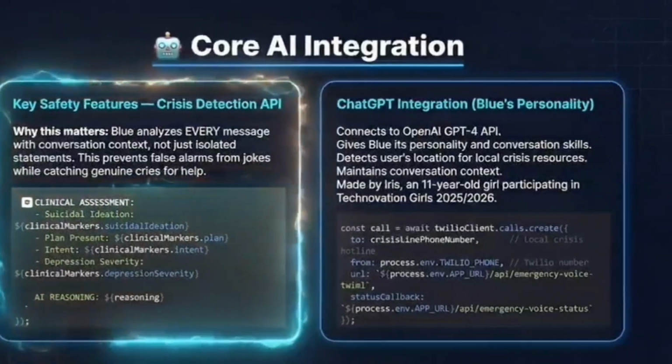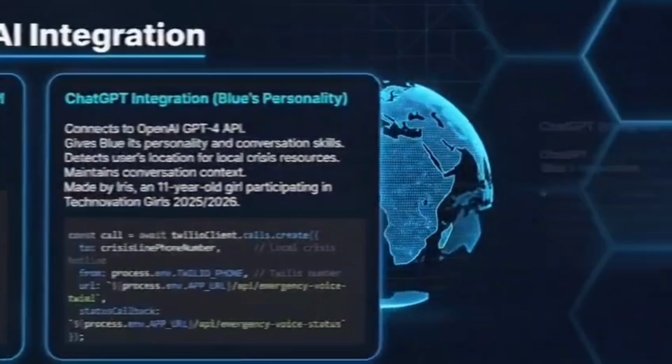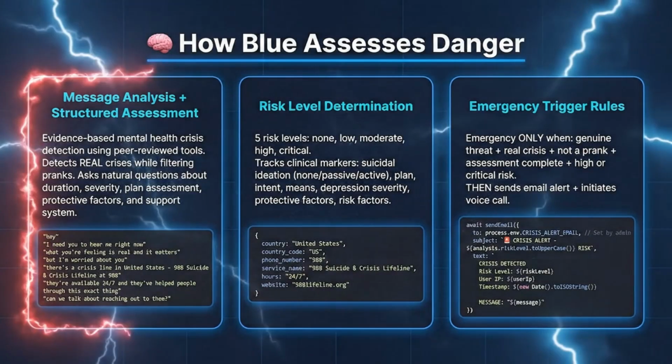Blue combines probabilistic AI, deterministic logic, and psychology-informed heuristics. This hybrid approach aligns with safety-focused systems used by organizations like Crisis Text Line.